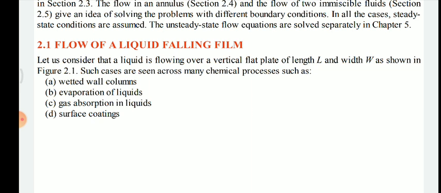Such cases are seen across many chemical processes such as a wetted wall column, evaporation of liquid, gas absorption in liquid, and surface coating.